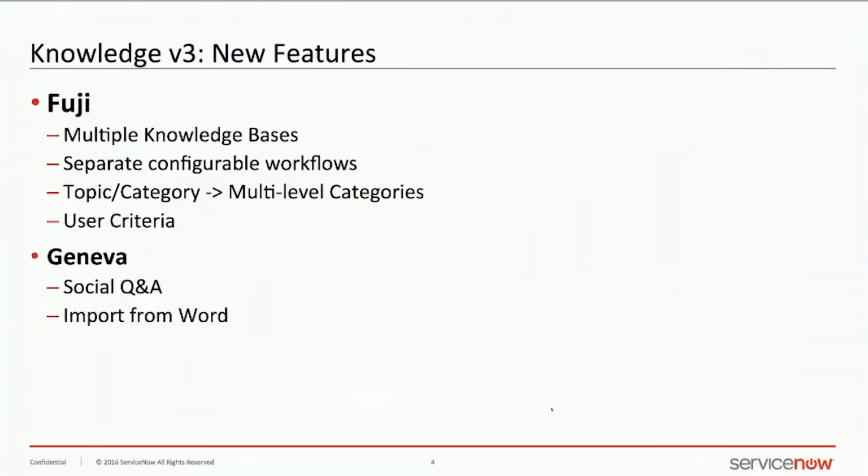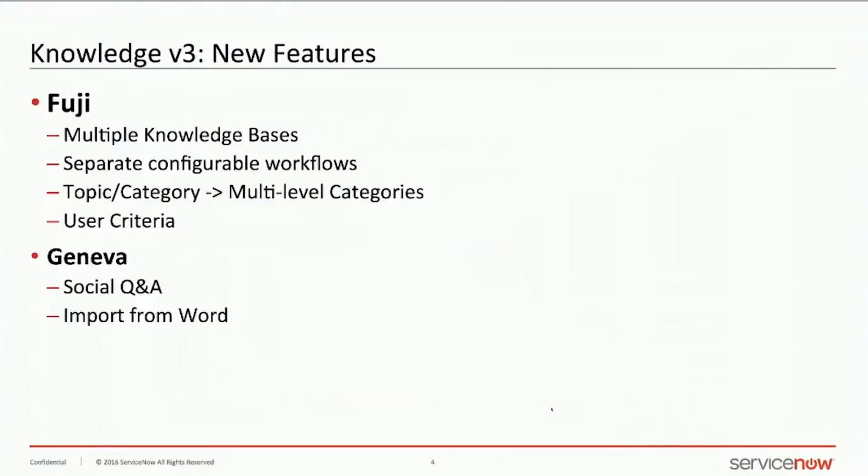Initially, with Knowledge V2, you had one single knowledge base that was shared across multiple departments, and then ownership of the content was spread out between different groups, and it was a challenge for our users to manage the ownership of the content. So we have introduced multiple knowledge bases with Fuji, and each knowledge base has its own set of owners and admins. We also have separate configurable workflows for each knowledge base, which allows each department that is managing their own knowledge base to have their own unique way of managing their approval processes.